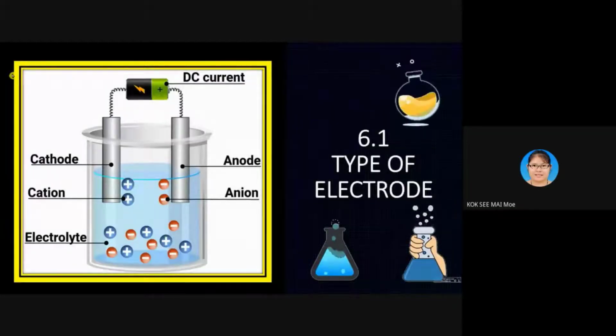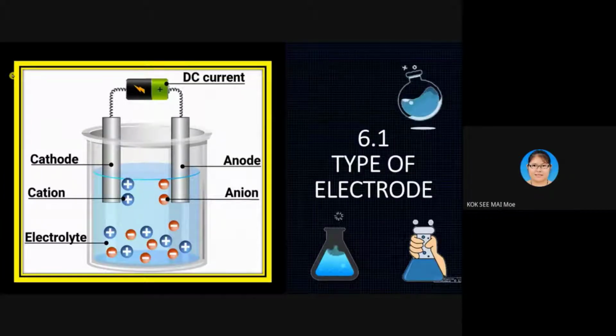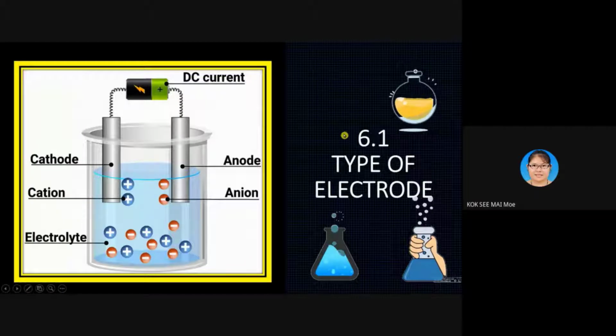Okay, we're still in 6.1 because there are so many factors we need to know. The first one is the position of the electrochemical series. Number 2, yesterday we learned about the concentrations. Now the third one is the electrode.